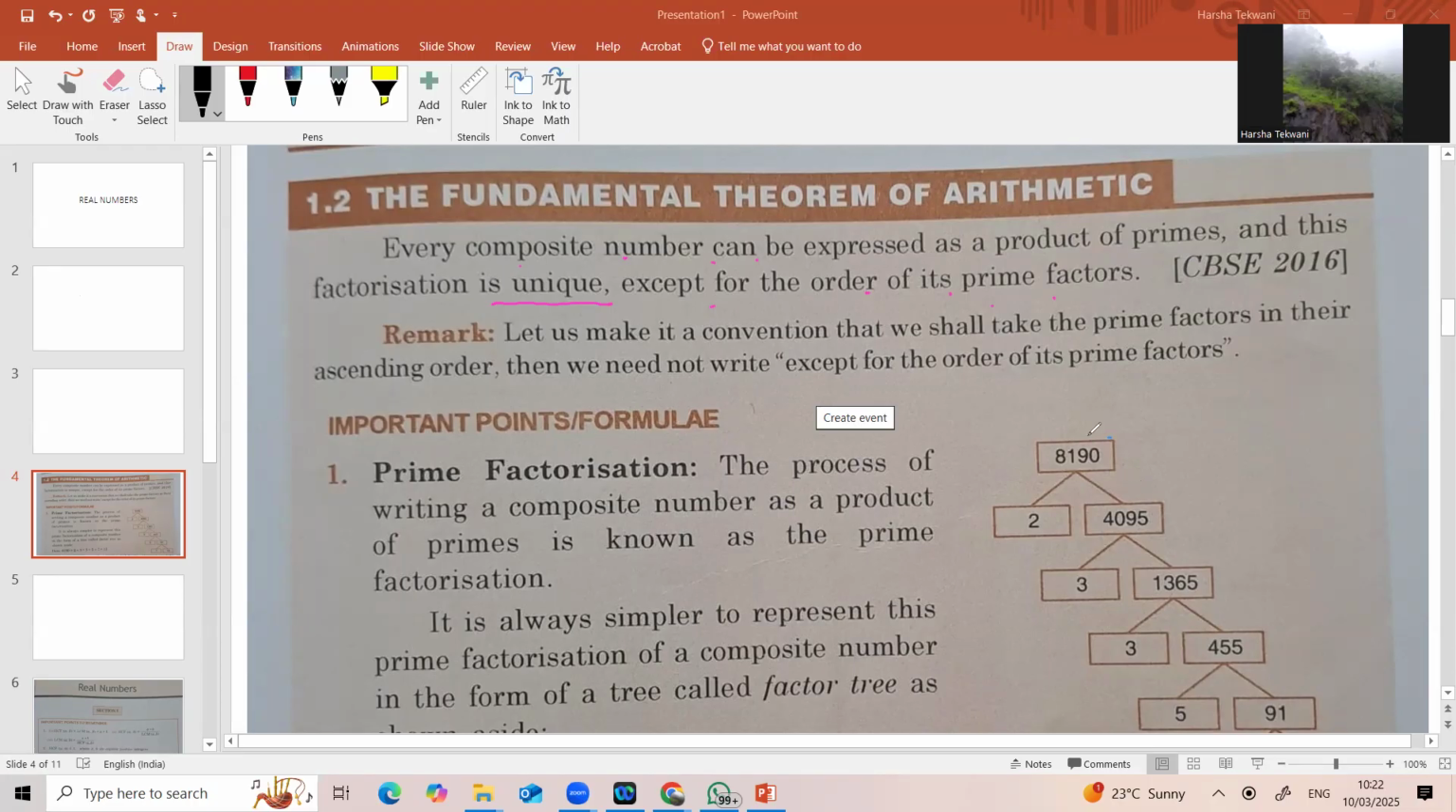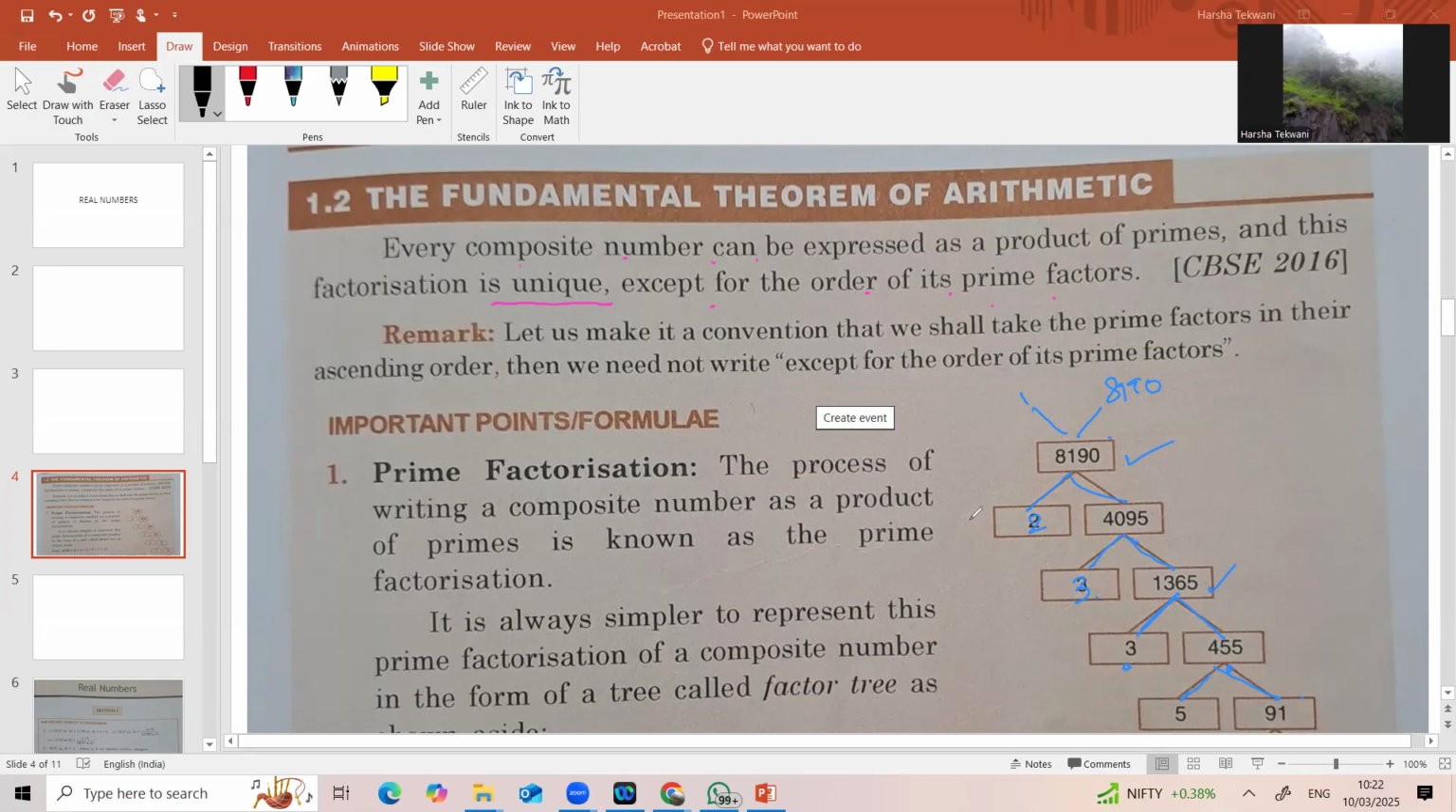So that means not just 1 and 8190, even other numbers are its factors. For example, 4095 twos are 8190. 4095, hey, that's a multiple of 3. So 3 into 1365. This one, again, goes with 3 as well. This one, again, goes with 5. 91, again, would go with 7.